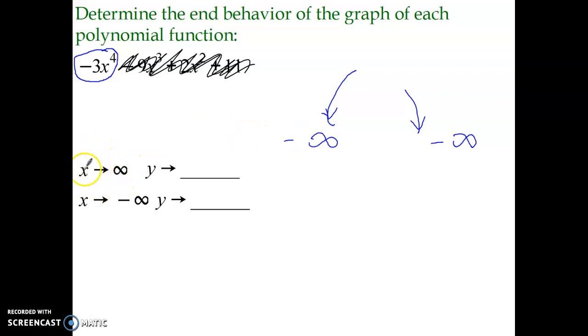So when x goes to the right, that's this one. It's approaching negative infinity. Y is going down. And as x goes to the left, that's this one. So I'm going to look over here on the left. And again, I see that y is going down. So that's going to be negative infinity. So the answer for both of those, negative infinity.